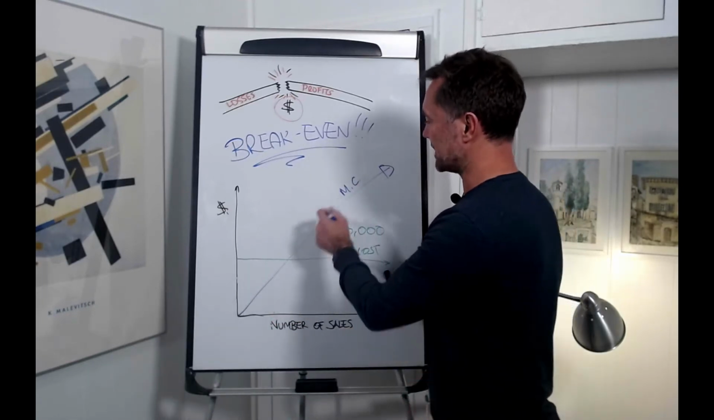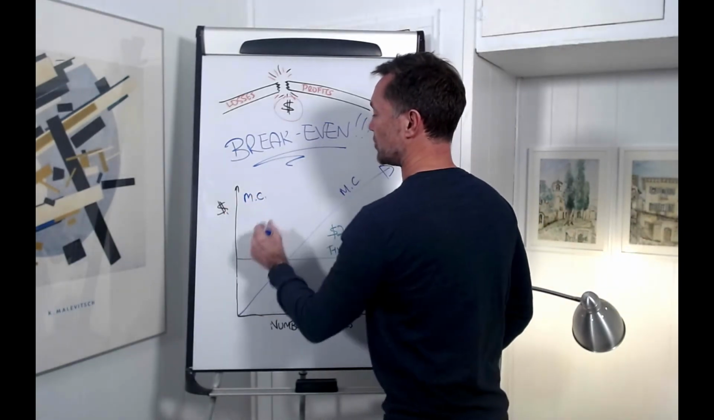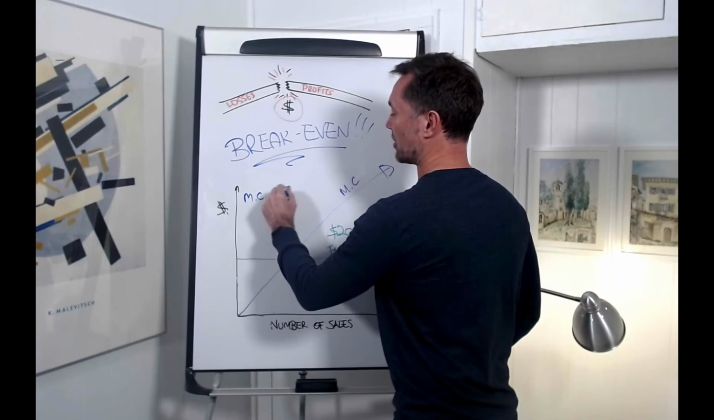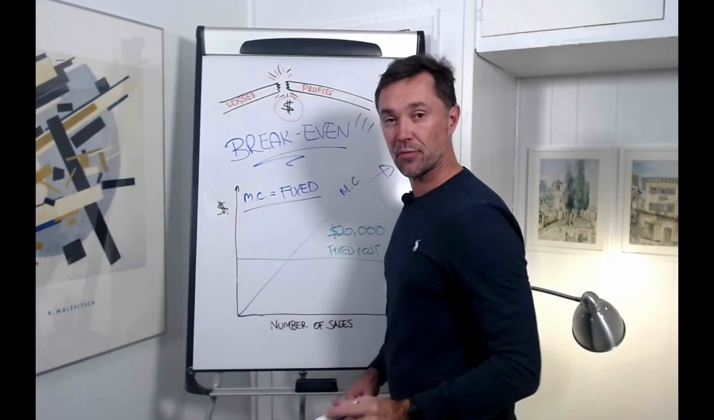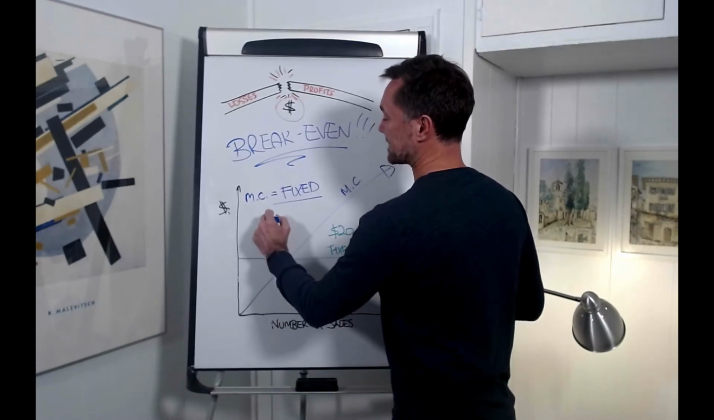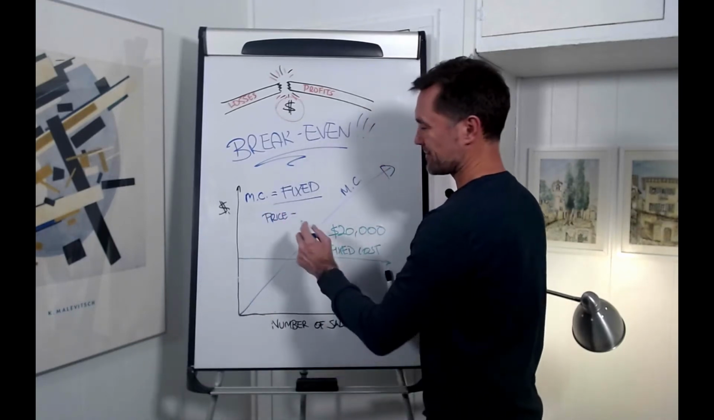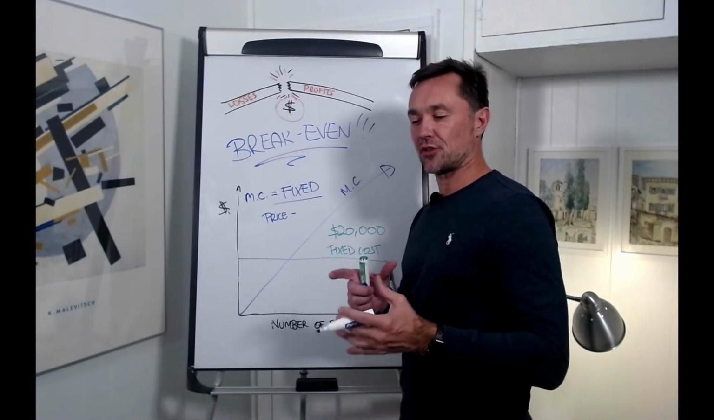So let's have a look at this. The marginal contribution is a formula. The marginal contribution equals your fixed cost, which as we know is $20,000, divided by the price per unit minus what they call the variable cost. And the way to think of that is, how much does it cost you to make one more?